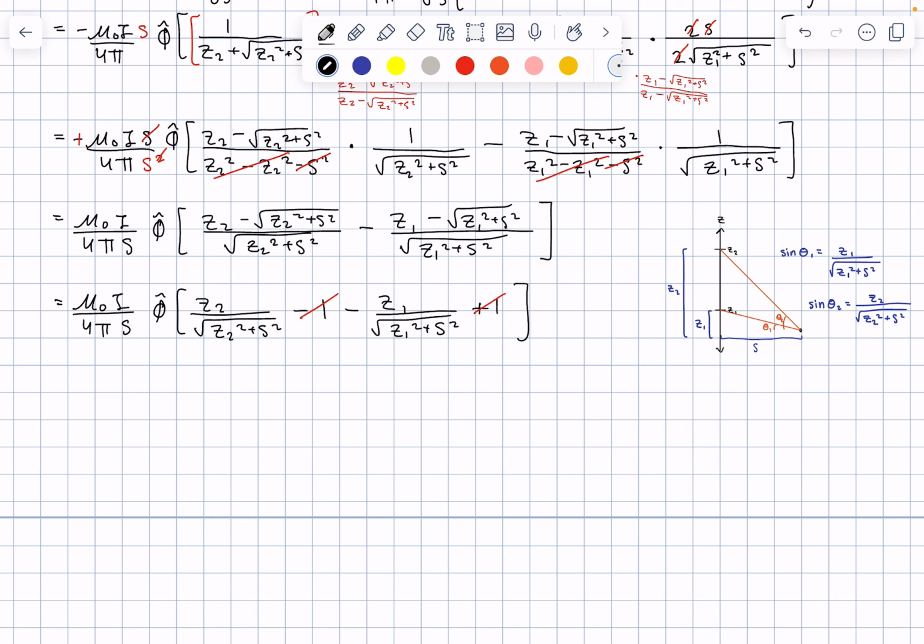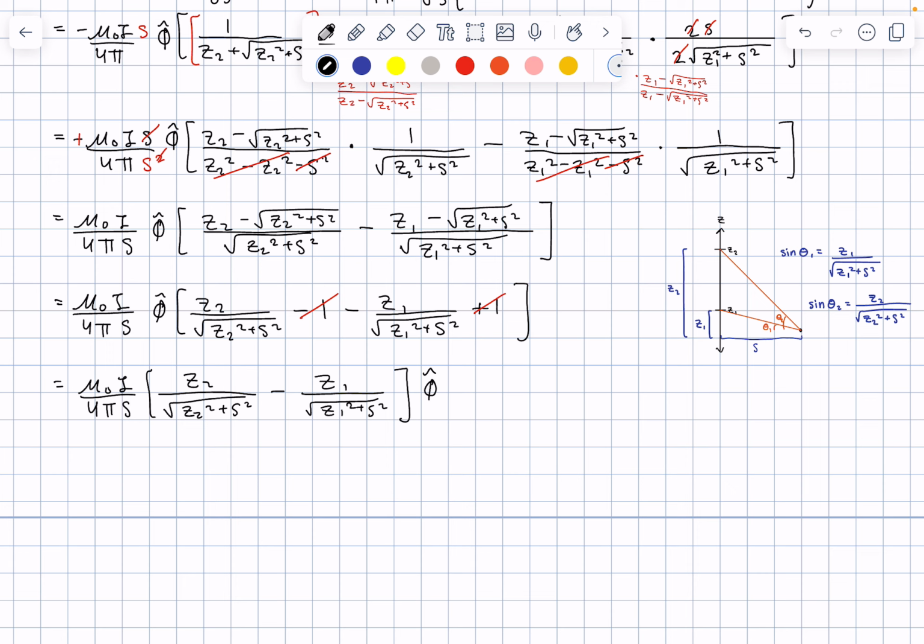So then we can rewrite this as mu naught I over 4 pi s, and then we'll have z2 over the square root of z2 squared plus s squared, just rewriting stuff now, minus z1 over the square root of z1 squared plus s squared. And this will be in the phi hat direction.